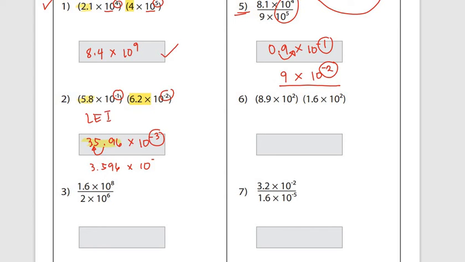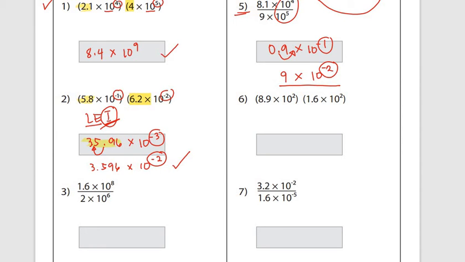moving to the left will increase our exponent. So this will become negative 2 now. So this should be the answer. Please take note, my dear, that negative 2 is larger than negative 3. So we'll increase like this.